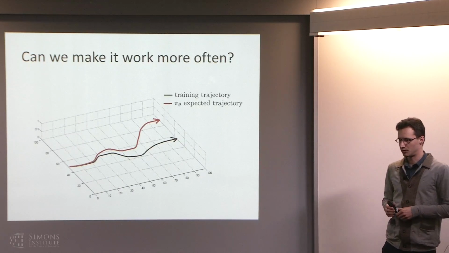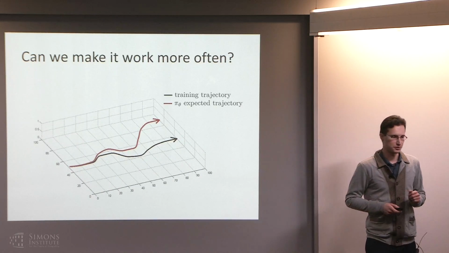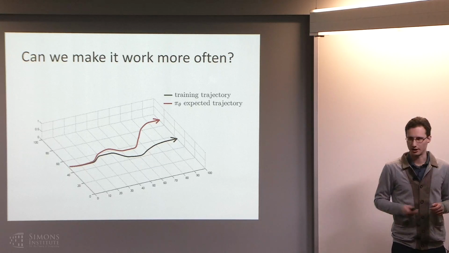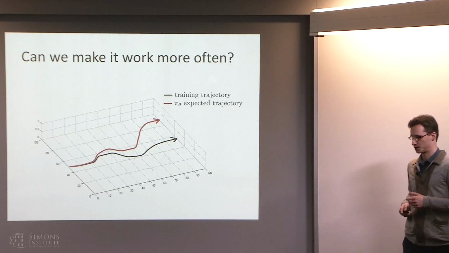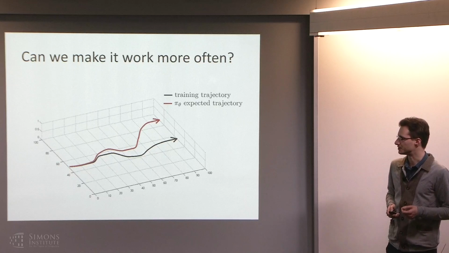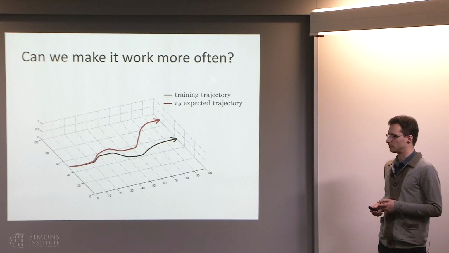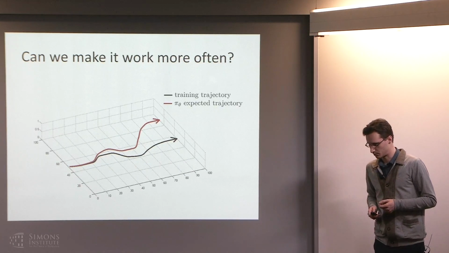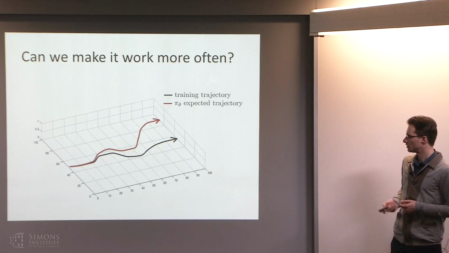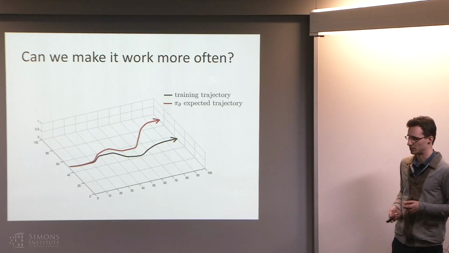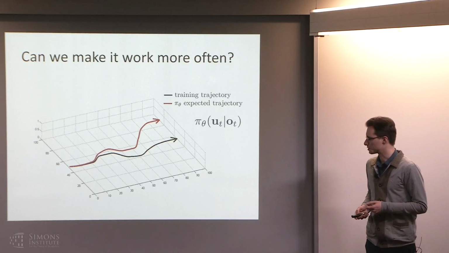Okay, so that's somewhat of an empirical result. Now, can we say a little bit more about how we can make this work more often, with a little more in the way of guarantees? Well, we can analyze this from more of a probability standpoint, and we can try to understand why this red line will diverge from the black line. The explanation is actually fairly simple.